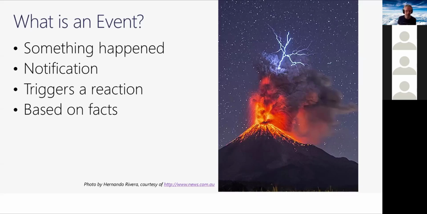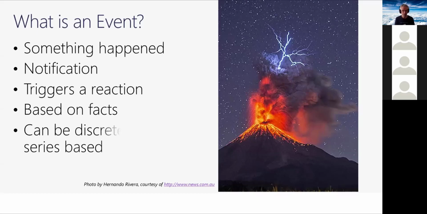So basically, I'm not sure how much you missed, but essentially, an event means that something's happened, that someone wants a notification about it, and that notification typically triggers an action or a reaction, and it's based on facts. And the important thing about that is that the facts are generally pretty lightweight. It's generally about metadata, not a whole lot of data. And later on in the presentation, I'll talk about the difference between messaging and eventing.